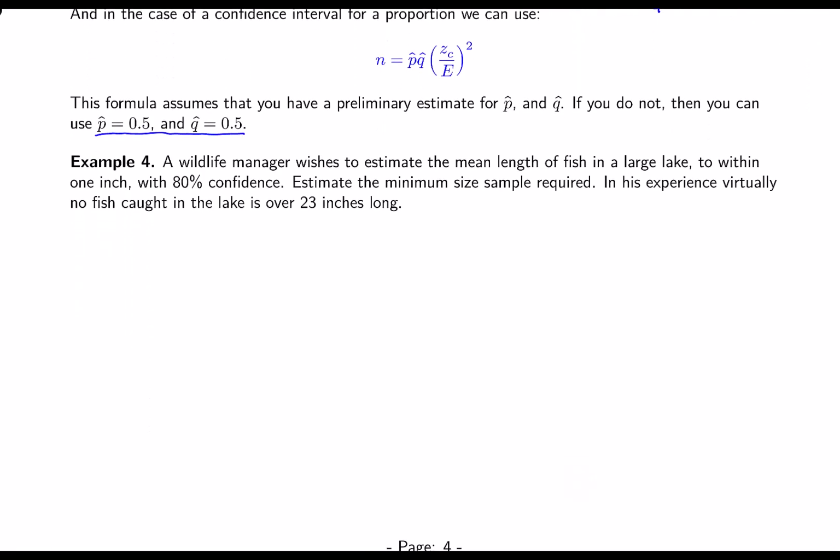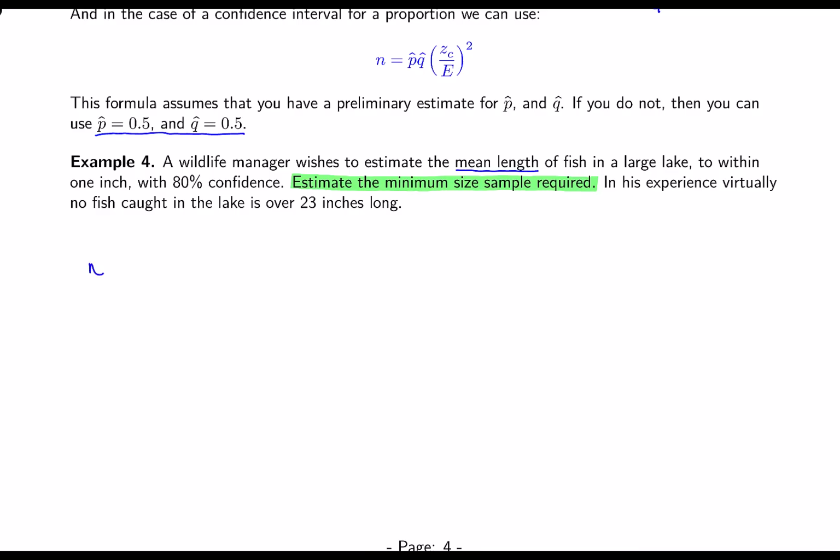All right, a wildlife manager wishes to estimate the mean length of fish in a large lake to within 1 inch with 80% confidence. Estimate the minimum size sample required. In his experience, virtually no fish caught in the lake is over 23 inches long. Okay, so focus in on what you're being asked to do. You're being asked here to estimate the minimum size sample required for this study. We're talking about the mean length of fish, so it's the minimum sample size for the mean.